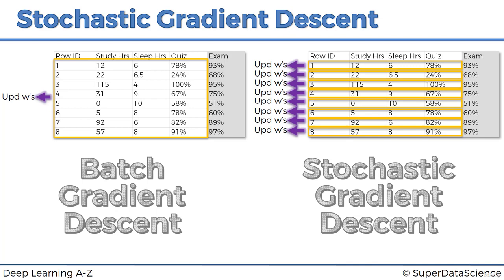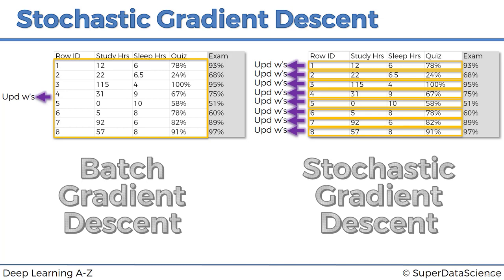It's doing one iteration or one row at a time, and therefore the fluctuations are much higher and it is more likely to find the global minimum rather than just the local minimum. And the other thing about the stochastic gradient descent method compared to the batch gradient is that it's faster.